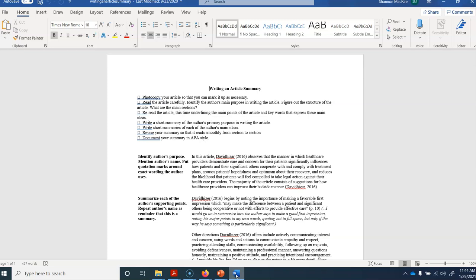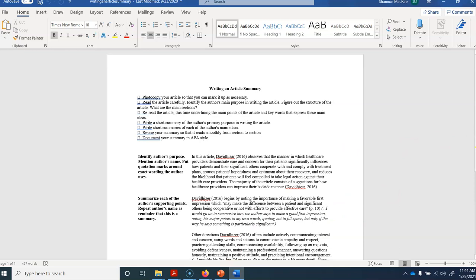Then go through each of the main ideas and write short summaries of each of those main ideas. So take a look at what you've highlighted or underlined, condense that down to a single sentence so that you're covering each of the main points. Again, once you're done your draft of it, revise your summary so that it reads smoothly from section to section. And then again, make sure that you're documenting your summary in APA style.